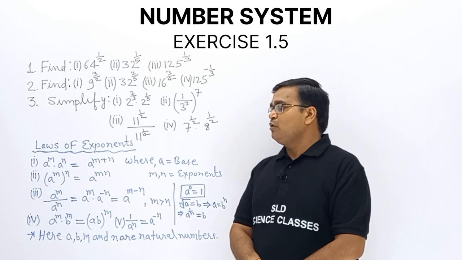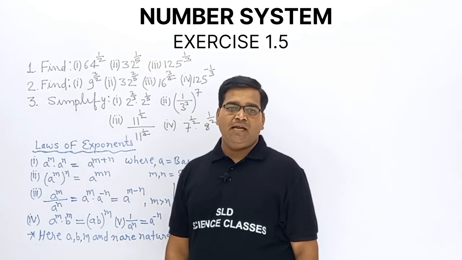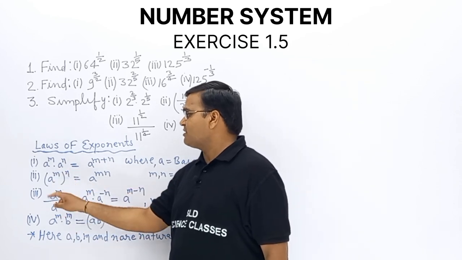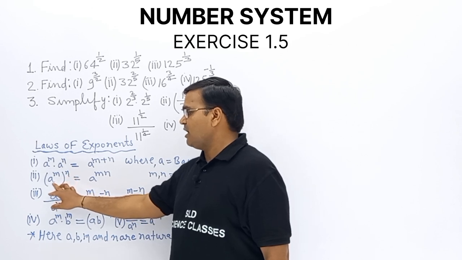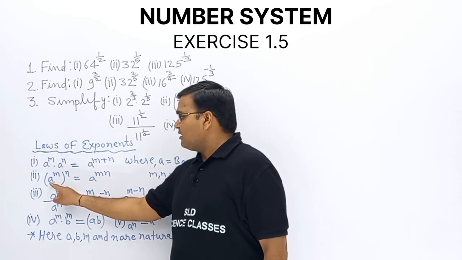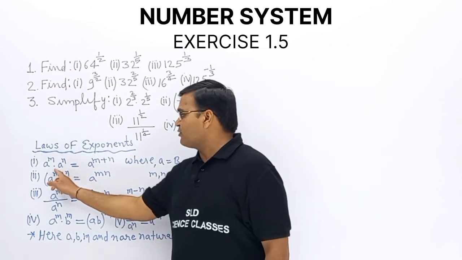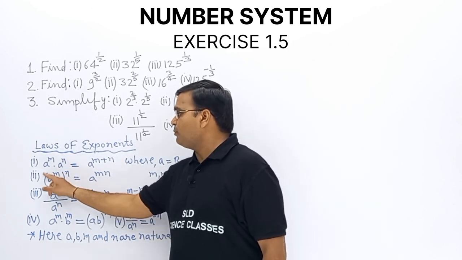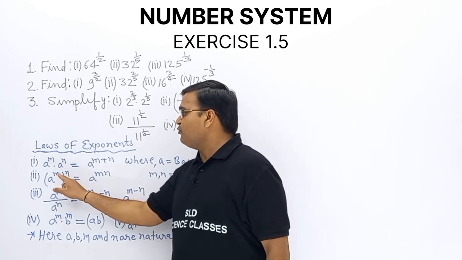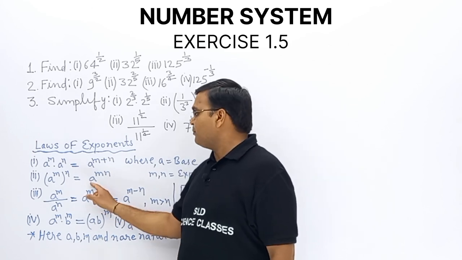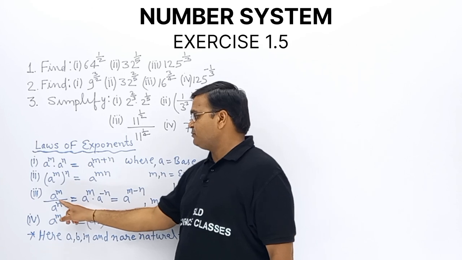Now the second law of exponents is that if any exponent in the form a power m and its whole power n is given, that is, a power m whole power n, then the base power will be the multiplication of both. M will be multiplied by n, so a power m into n.